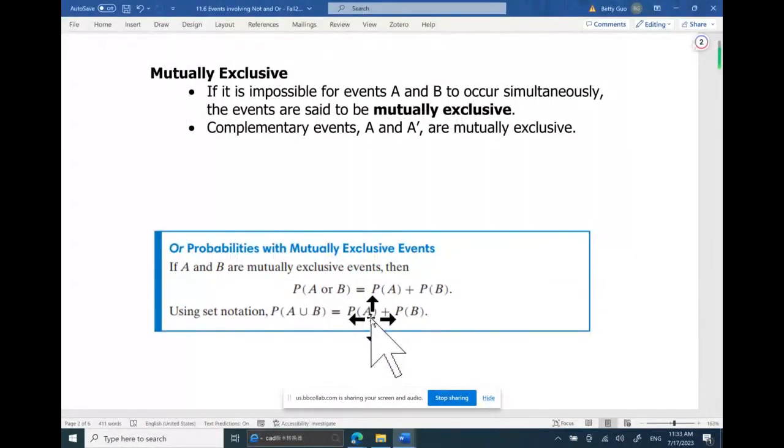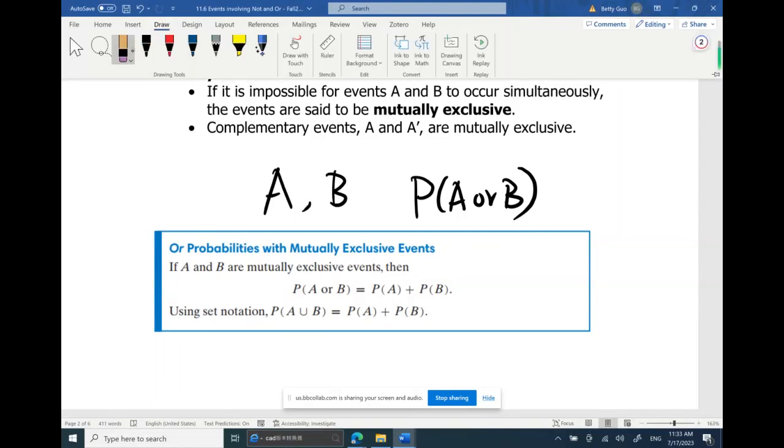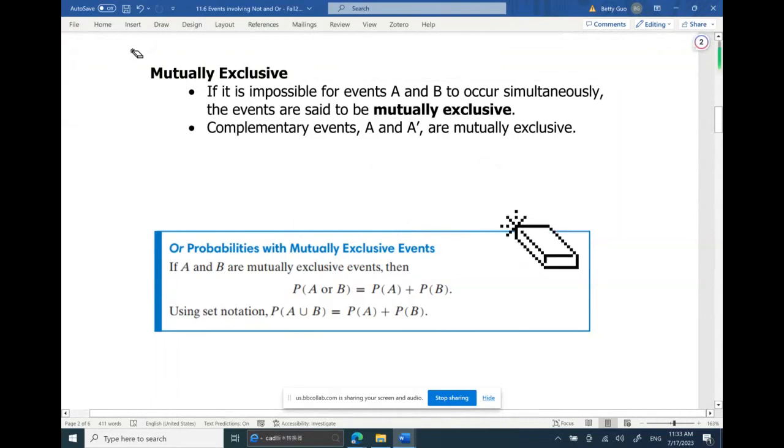The second topic of this section is about the probability of one event or the second event. If we consider two events, A and B, P(A or B) is what we're trying to figure out. What's the probability of A or B? Suppose we know the probability of A and the probability of B. So we have two cases here.